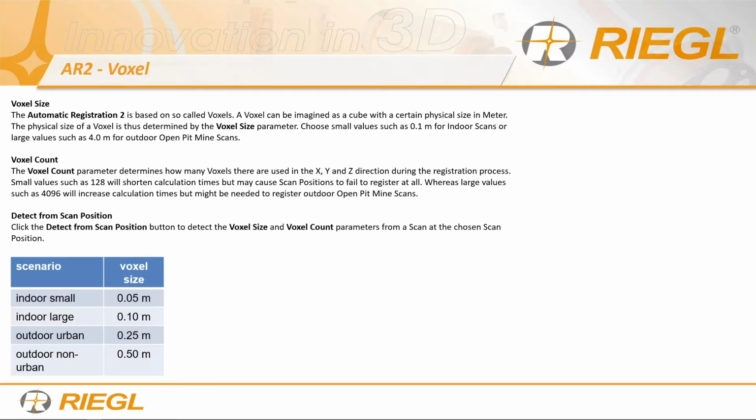Here are some scenarios and voxel sizes that we've made use of for you. For indoor small, you want to use the small voxel size, like I said earlier, and outdoor larger and larger. Outdoor urban, and this could be very dense forestry or not so dense forestry. But these tools work amazingly well in forest conditions and non-urban environments.